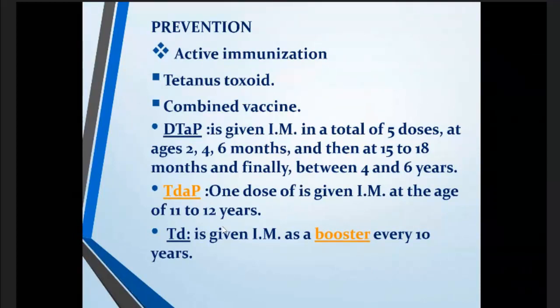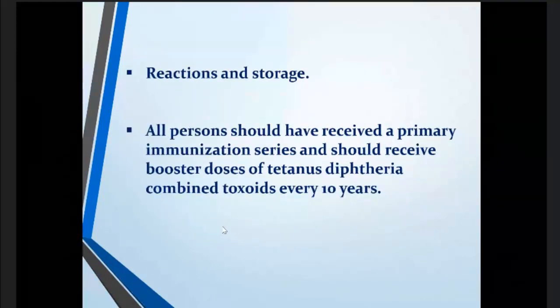This is with a lower concentration of diphtheria and pertussis. 1 dose is given intramuscularly at the age of 11 to 12 years. And then the following boosters are given every 10 years, and these are only TD. All persons should have received a primary immunization series and should receive booster doses of tetanus, diphtheria combined toxoid every 10 years, as we said.